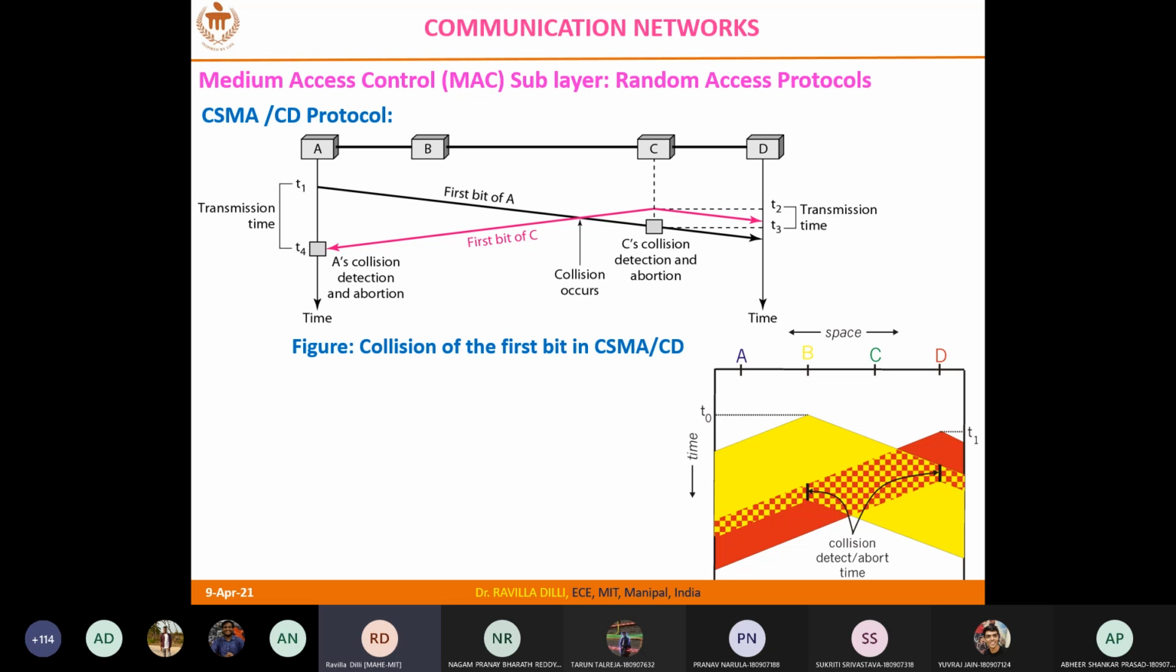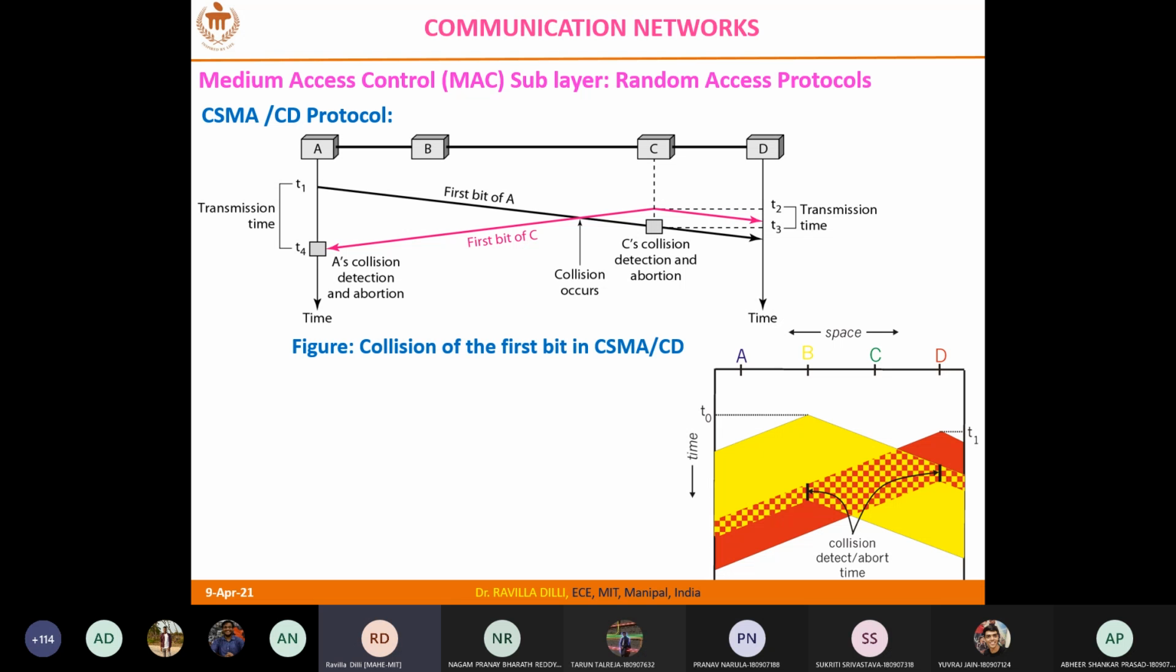So C has started. Since we are also handling the CD component, the collision detection component, C can immediately realize the collision as and when the first bit of A arrives at C. The first bit of A gets overlapped with the frame bits of C, so C realizes the collision and stops its transmission. It is not going to transmit further frame bits.